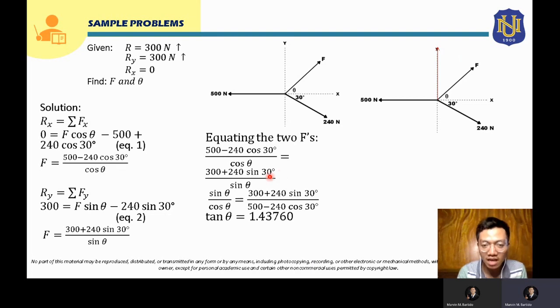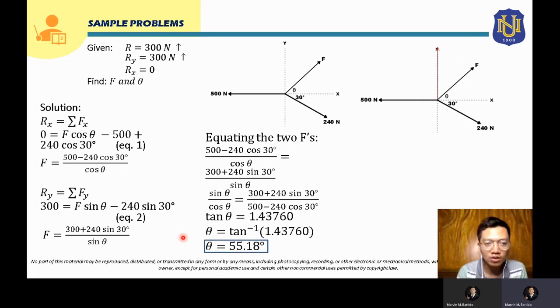1.43760. So what we need here is theta. So to solve for theta, that is just the arctangent of 1.43760. So input that in your calculator. Arctangent of 1.43760. So that will be 55.18 degrees. So that will now be the theta that we are looking for. So you can box that now.